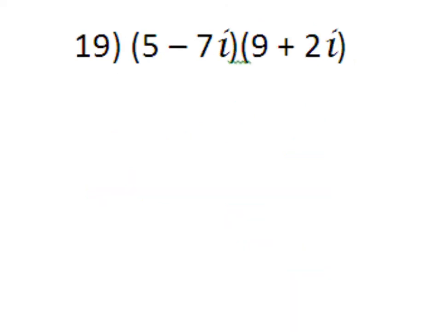Here there's no sign in between. If there's no sign in between, this is where we have multiplying. You only FOIL when you multiply. So I have my first two terms. So 9 times 5 is 45. I have my outside terms. 5 times 2i would give me plus 10i.